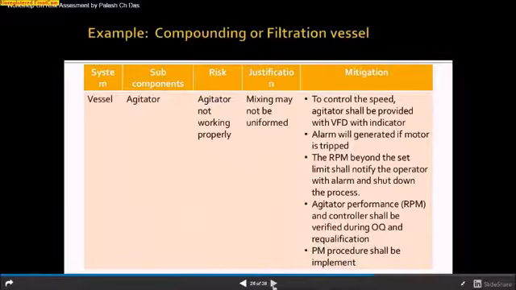So what are the mitigations? To control the speed, the agitator shall be provided with a VFD with indicator, that is a variable frequency drive. And an alarm should be generated if the motor is tripped, and an RPM beyond the set limit shall notify the operator with the alarm and shut down the process. So these are the controls. Then agitator performance shall be verified during the OQ, and the same shall be reviewed in the requalifications. A PM procedure shall be in place. In between it should be covered by the PM whether the agitator is working or not.